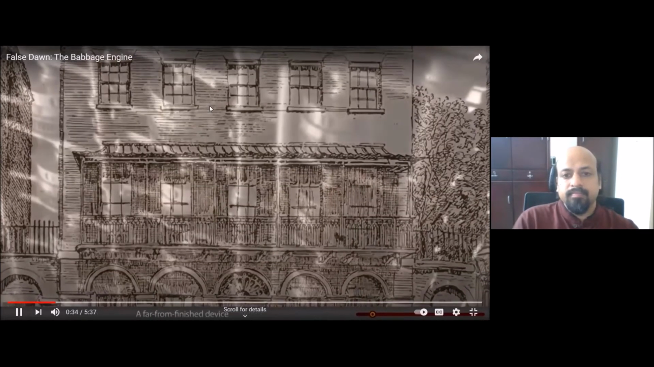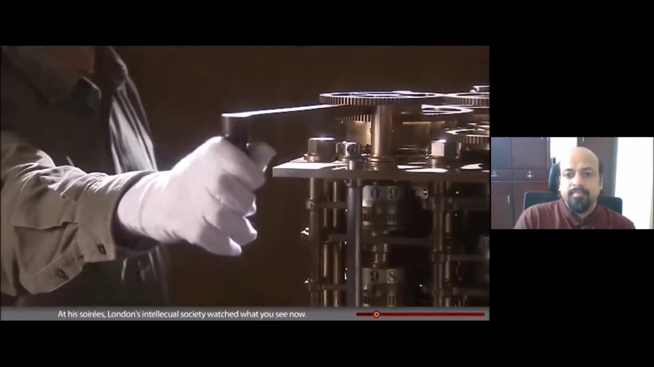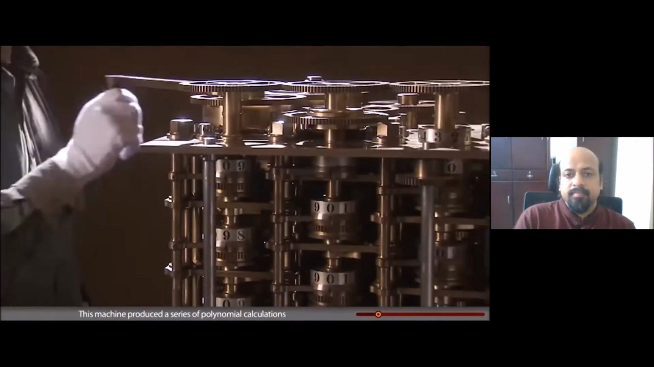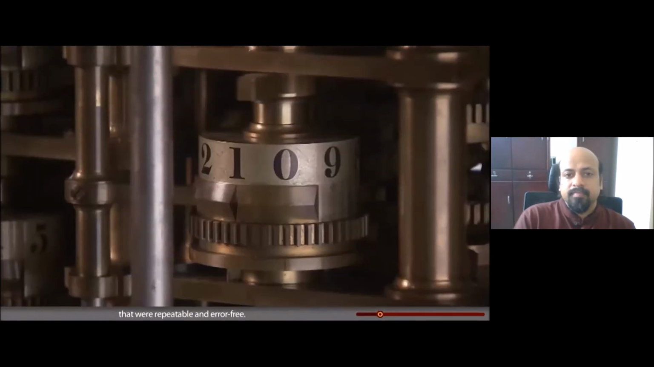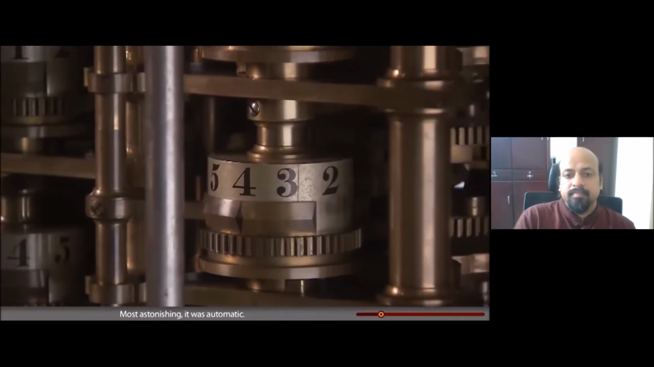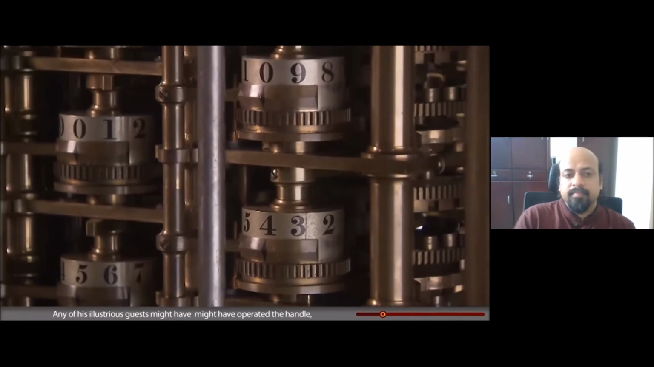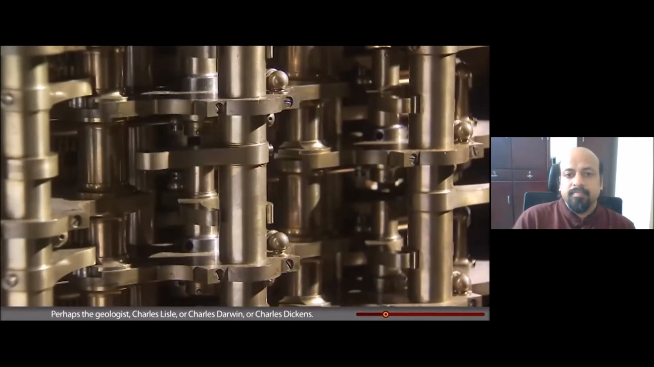A far from finished device by which he intended to revolutionize calculation by mechanizing it. At his soirees, London's intellectual society watched what you see now. As Babbage cranked its handle, this machine produced a series of polynomial calculations that were repeatable and error-free. Most astonishing, it was automatic. Any of his illustrious guests might have operated the handle as well as Charles Babbage, perhaps the geologist Charles Lyell, or Charles Darwin, or Charles Dickens.